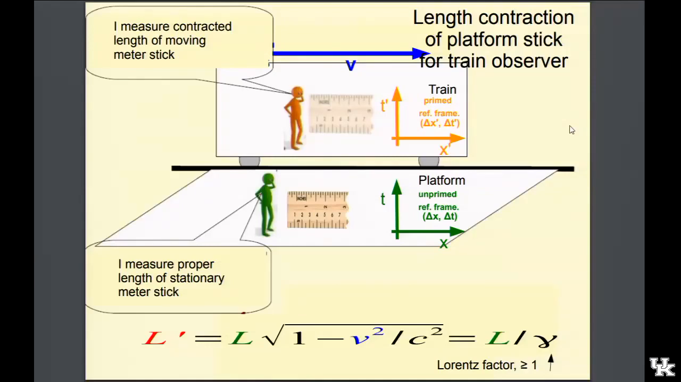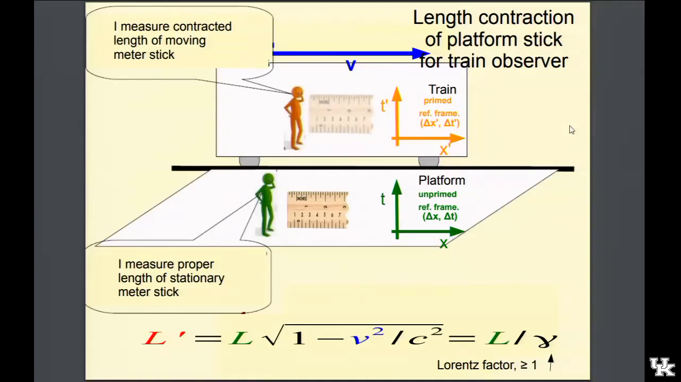What is length contraction? When we measure the length of an object that's at rest, say the meter stick being at rest, then we measure the proper length. So if I take the perspective of the platform observer in green, and I measure the length of the meter stick in that platform reference frame, that's the proper length, 1 meter. On the other hand, when you measure the length of a moving object, like our platform observer measuring the meter stick in the train, that platform observer measures a shortened, contracted length for the meter stick. So it would be less than 1 meter.